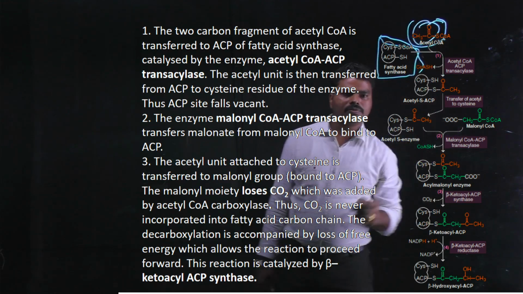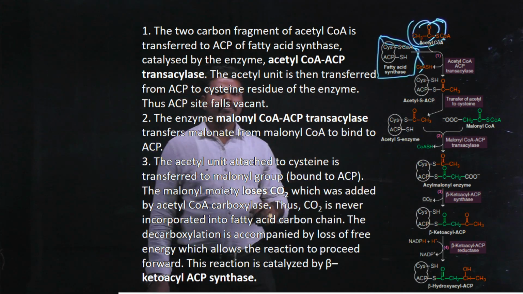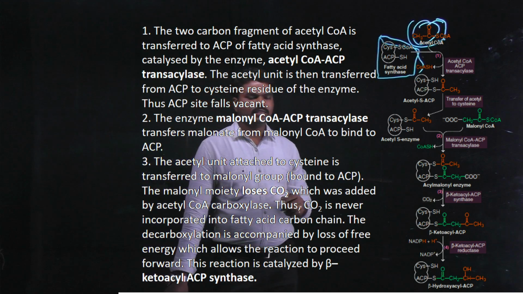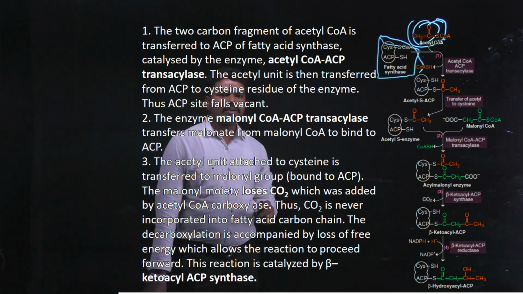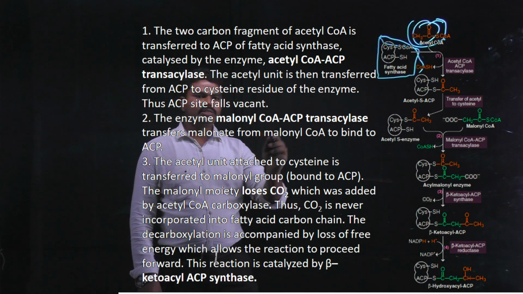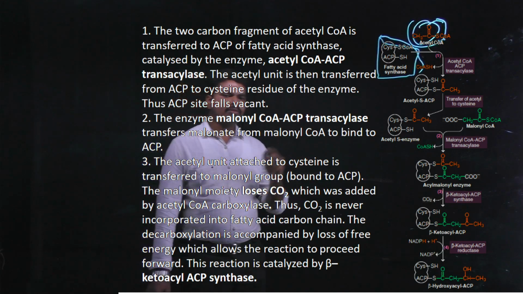These are the 2 carbon fragments of acetyl CoA. The 2 carbon fragments are transferred to the ACP of fatty acid synthase, that is the acyl carrier protein of the fatty acid synthase. Then that acetyl unit is transferred from ACP to the cysteine residue of the enzyme. So the ACP site will fall vacant.